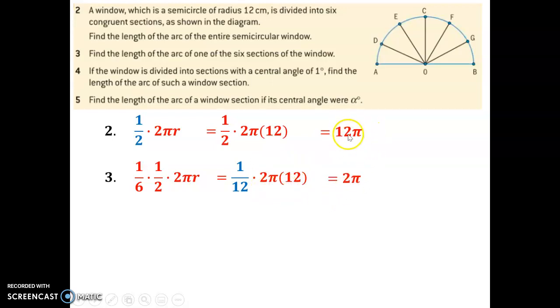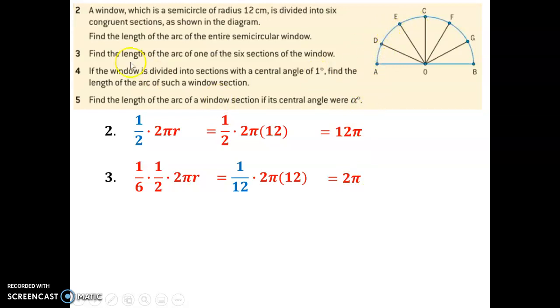And looking at this 12 pi and this 2 pi, that makes sense as well. 2 pi is 1/6 of 12 pi. So if this was all 12 pi before, now we have exactly 1/6 of that to represent one of these lengths, which makes sense. Try number 4.